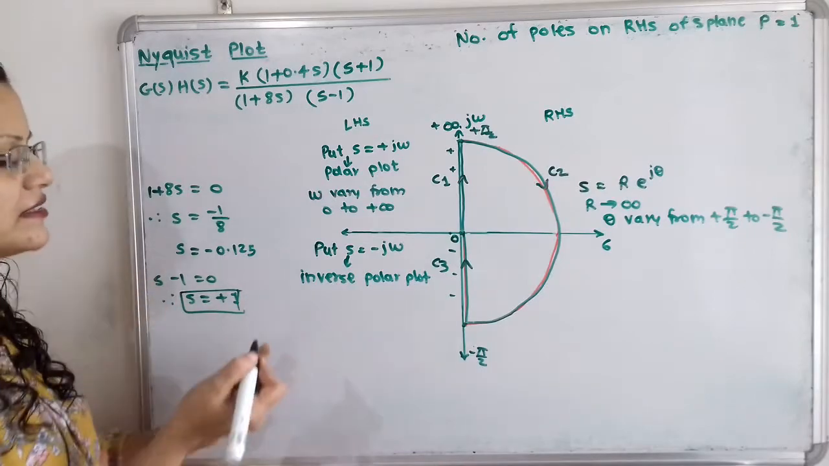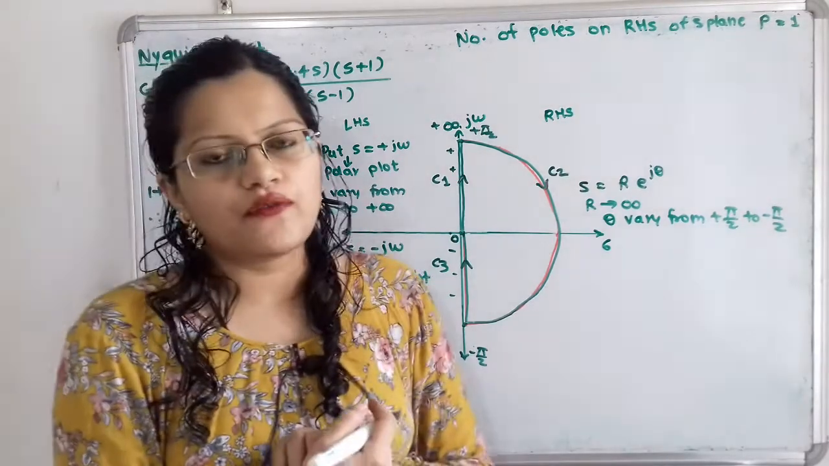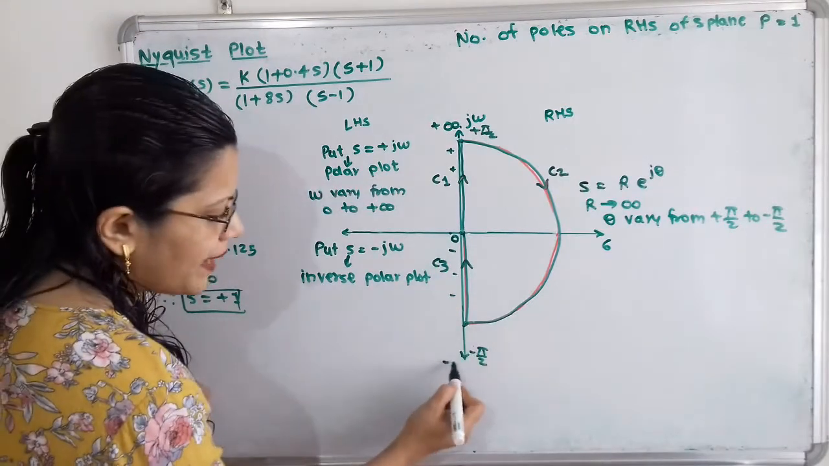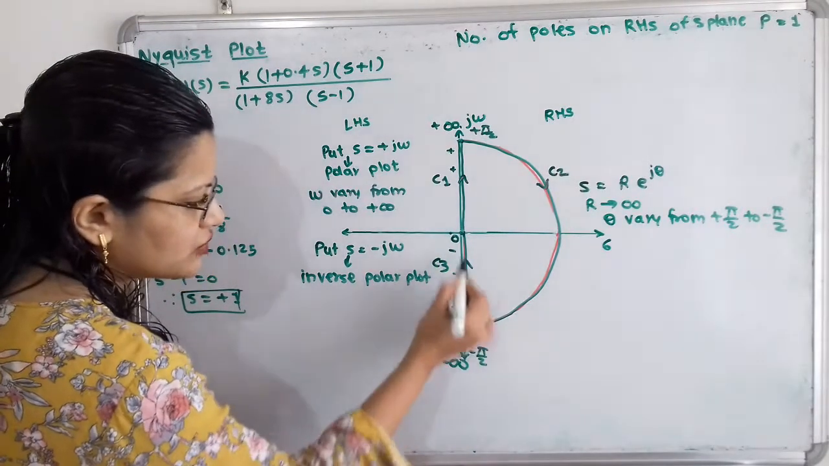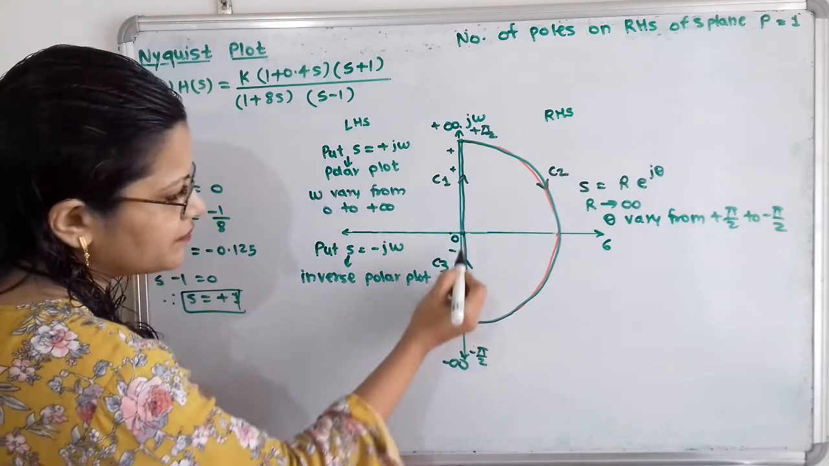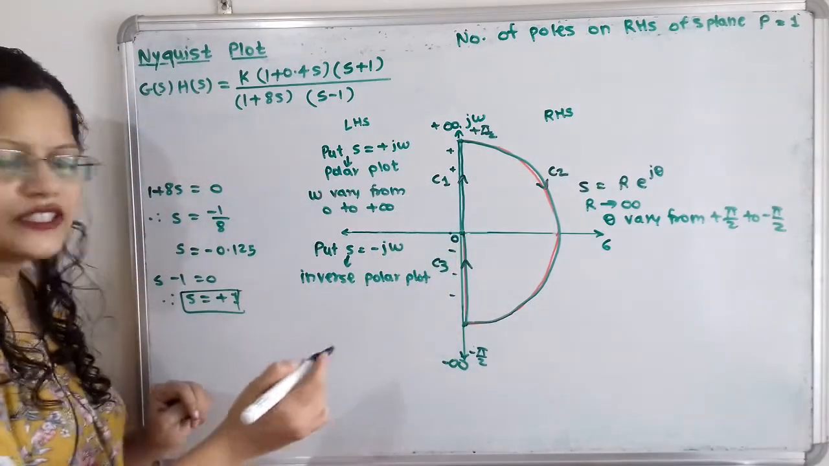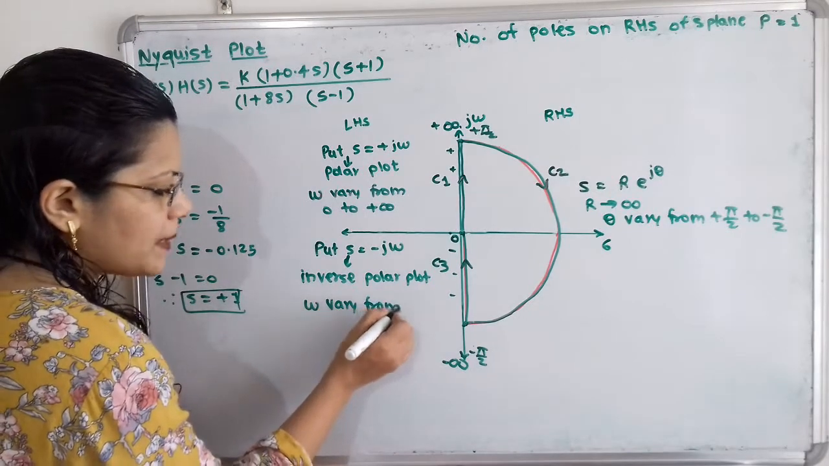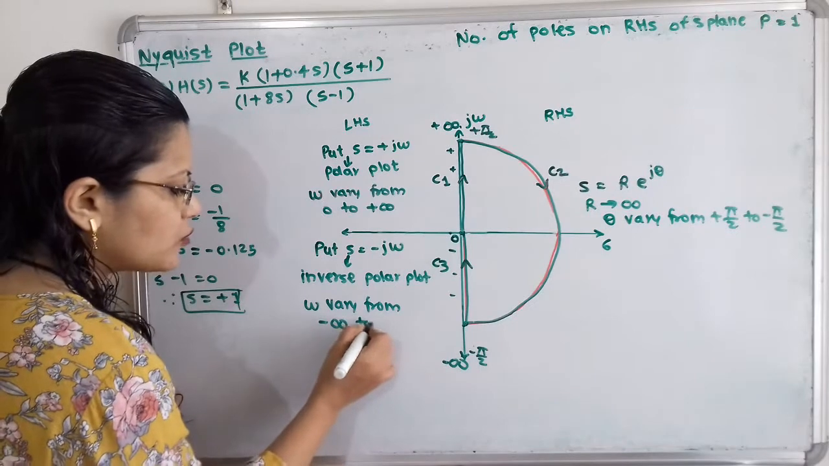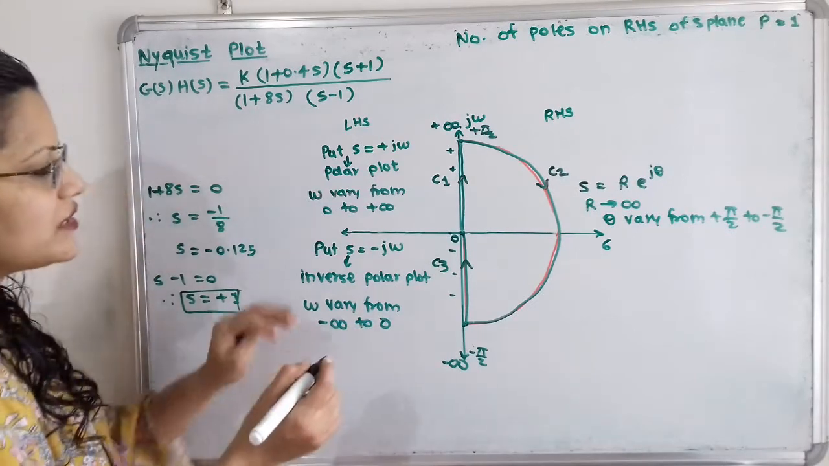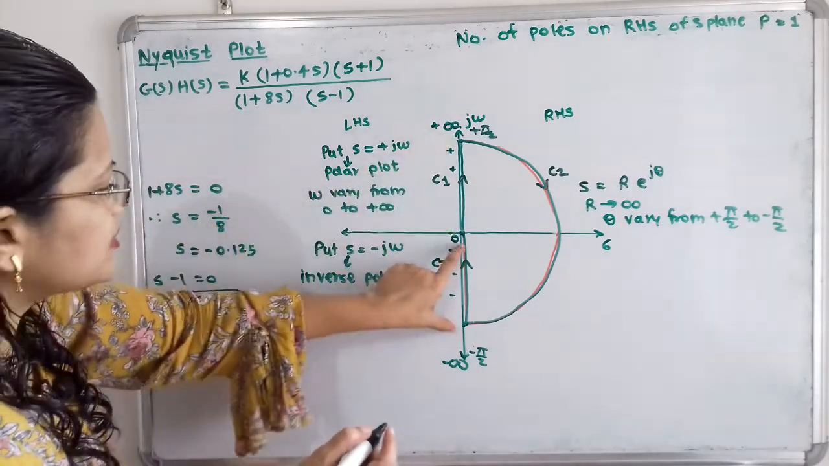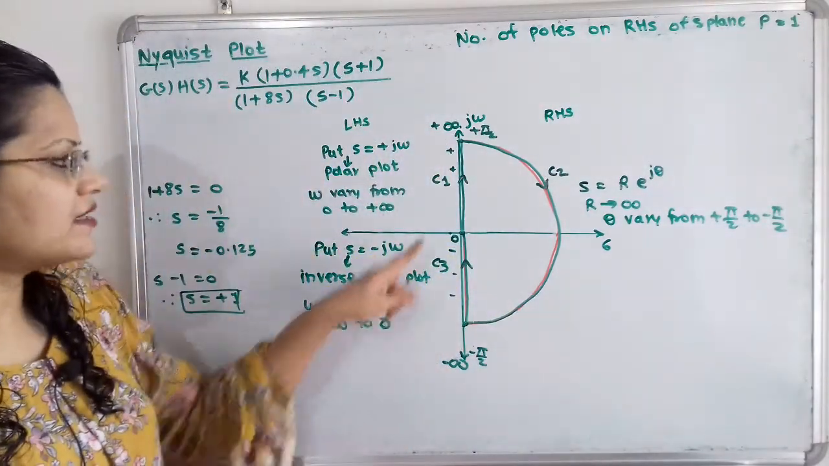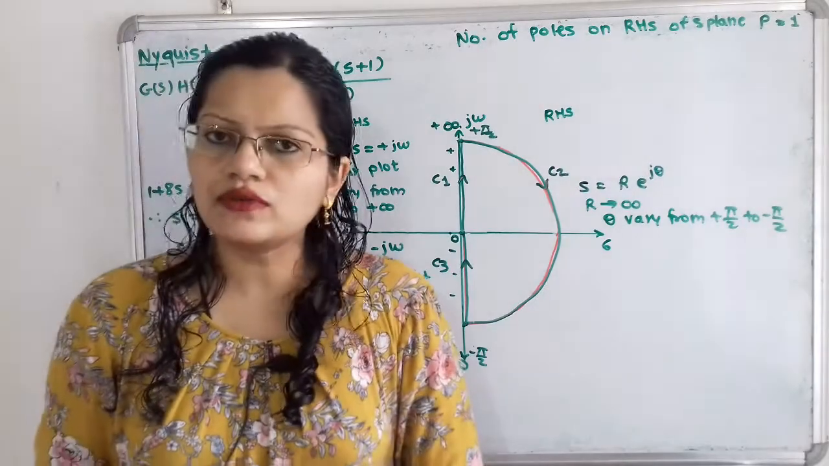Now how can we say what the variation of omega is? If we observe this section, here is the minus infinity sign. So this section C3 starts from minus infinity and ends towards 0. So we will say that omega varies from minus infinity to 0. We can also say that this polar plot and this inverse polar plot are mirror images of each other, and these are in the opposite direction to each other.